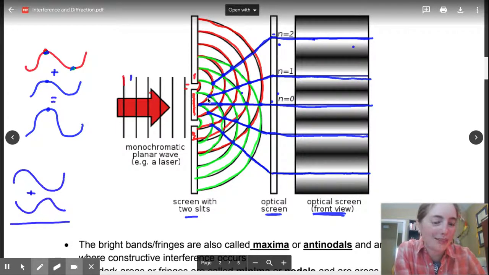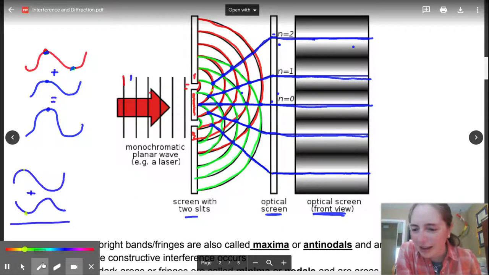Well, remember that gap represents a trough. So that's going to be destructive interference because we've got a peak and a trough lining up with each other. I'm going to make that yellow a little bit more orangey. Maybe that might be a bit easier to see.